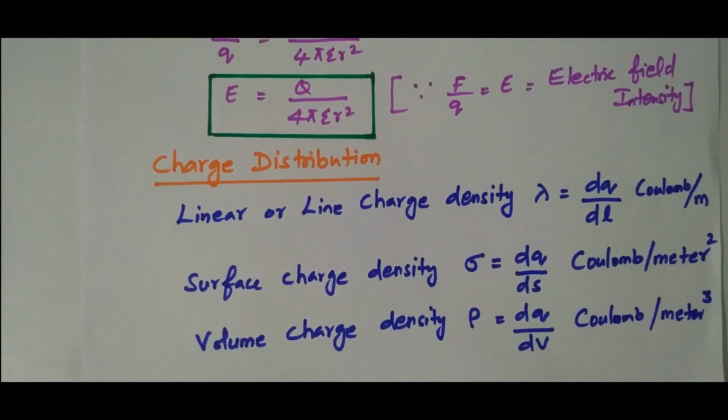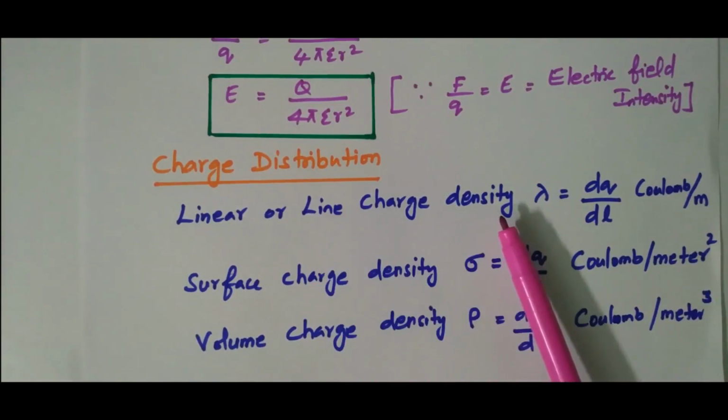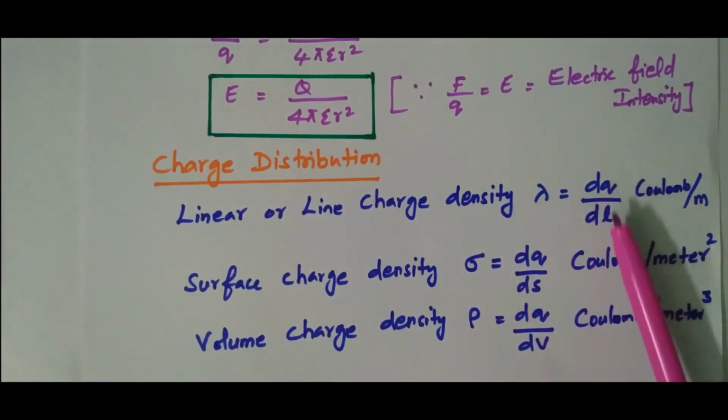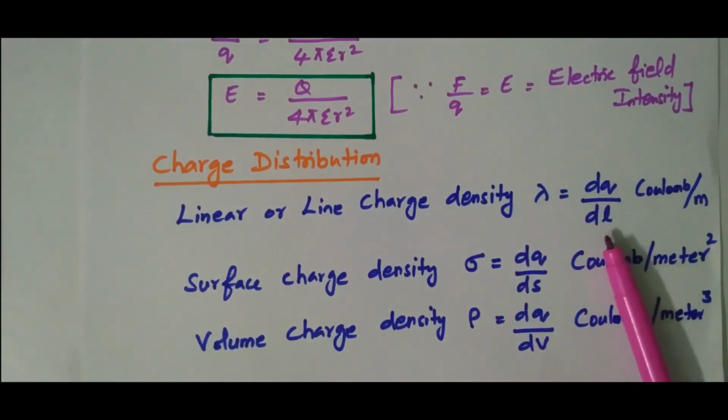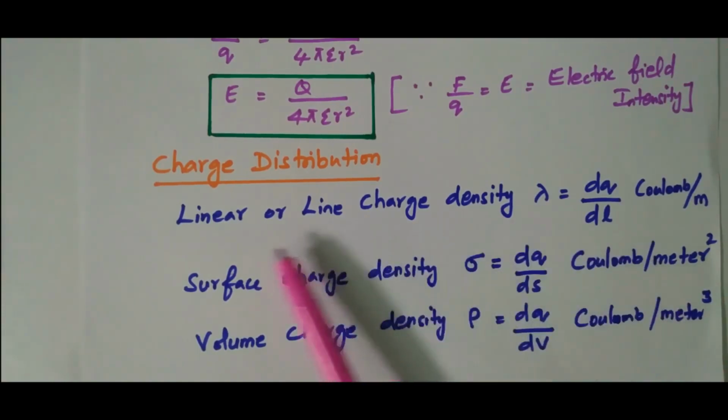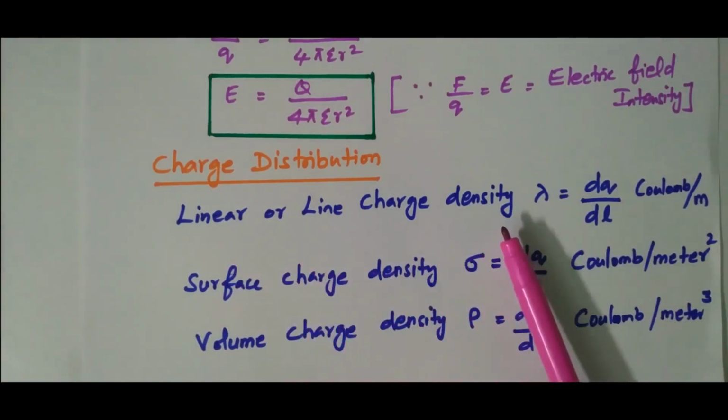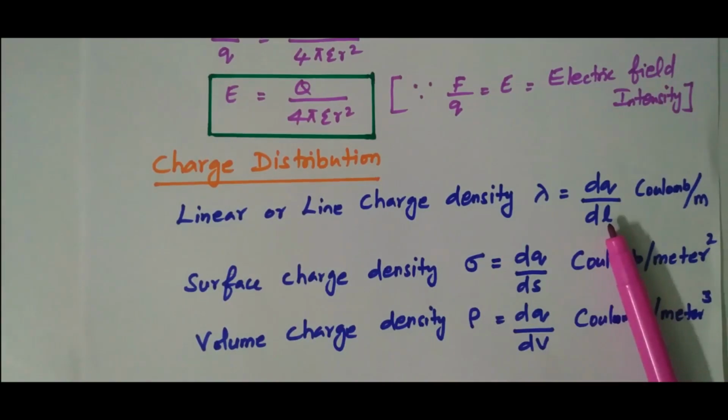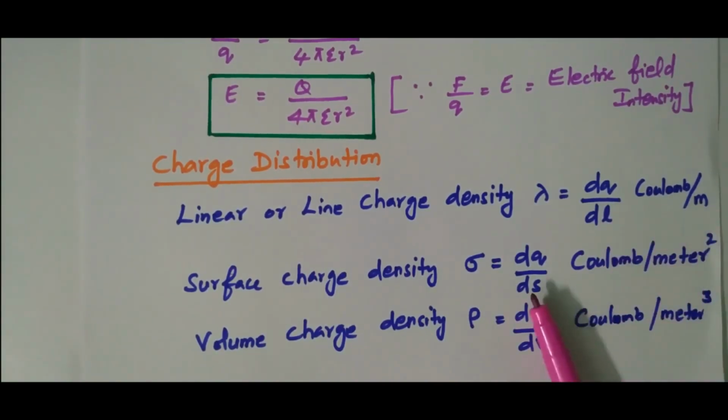So there are three types of charge density available. Linear charge density, lambda equals dq by dl, that is, charge divided by length. Then it is called a linear or line charge density, considering only the line. The unit is coulomb per meter, right? If we consider the area, then it is called a surface charge density, sigma equals dq divided by ds. Here we are considering the surface area, coulomb per meter square.